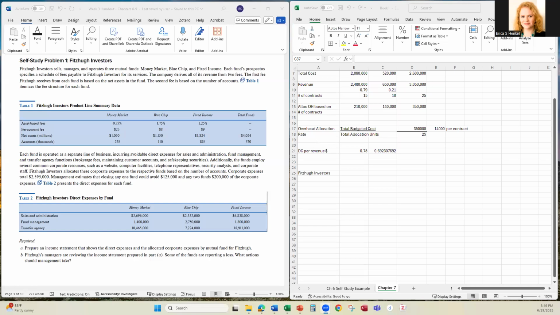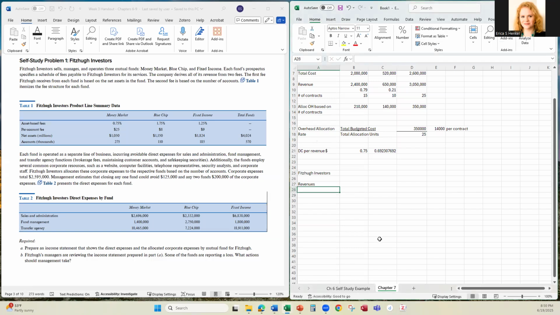So another example of allocating expenses that they have in the text. Again, this is out there, but I just want to walk through it because I feel like sometimes talking through it helps besides just reading it. So we've got Fitzhugh Investors, and they operate three mutual funds, and each fund has a schedule of fees that get charged for services, and they get all of their revenues from two different kinds of fees. First is based on the assets in the fund, and the second is based on the number of accounts. And they make both of those in all three sets of funds. Okay.